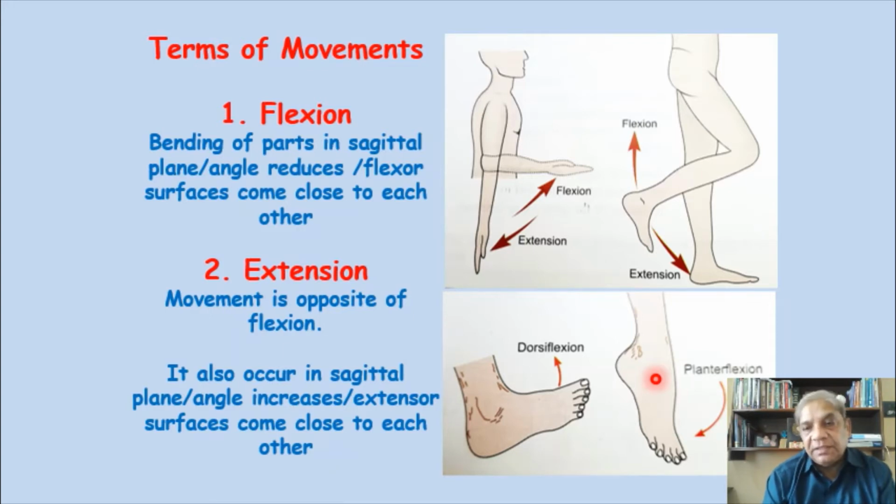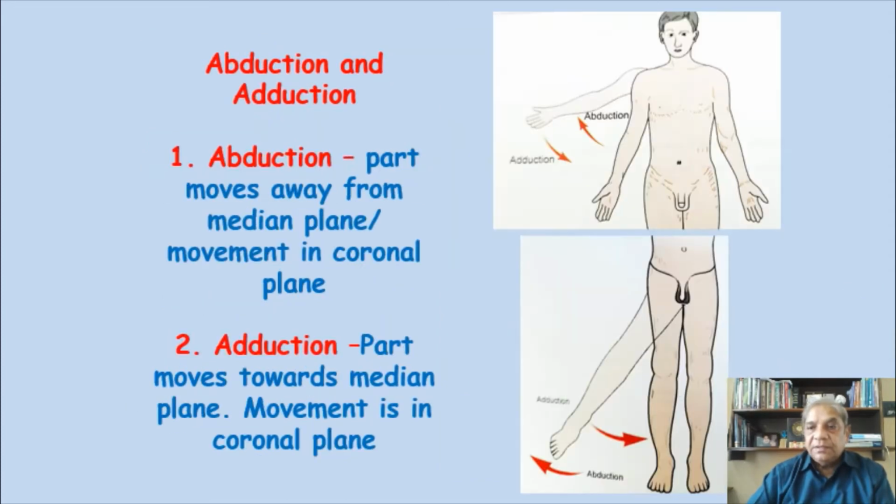The terms are a little different from flexion and extension, but it helps us to remember that dorsiflexion means the two dorsal surfaces come close to each other, and plantar flexion means the sole surface goes away from the leg. It goes towards the ground. You should remember this dorsiflexion and the plantar flexion, right?